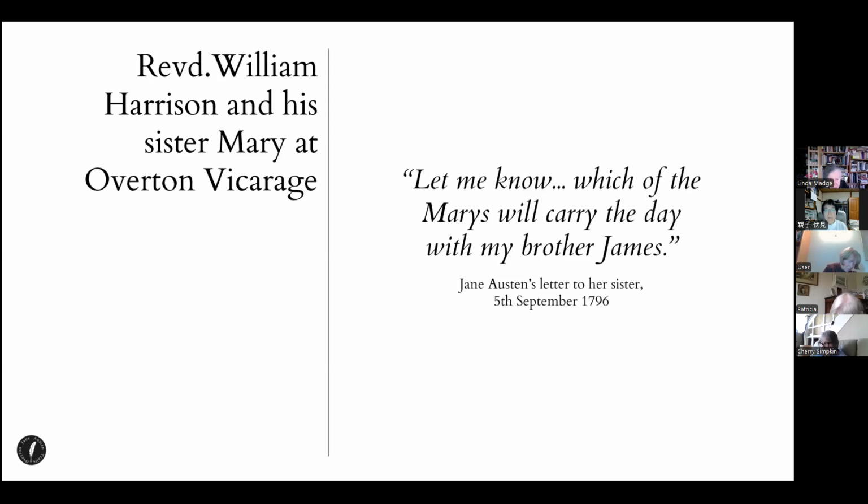James Austen's wife, Anne, sadly died soon after the birth of their daughter, and knowing James was looking for a new wife, on the 5th of September 1796, Jane wrote to her sister Cassandra, "Let me know which of the Marys will carry the day with my brother James." She was referring to Mary Harrison and Mary Lloyd. Mary Lloyd won the day.